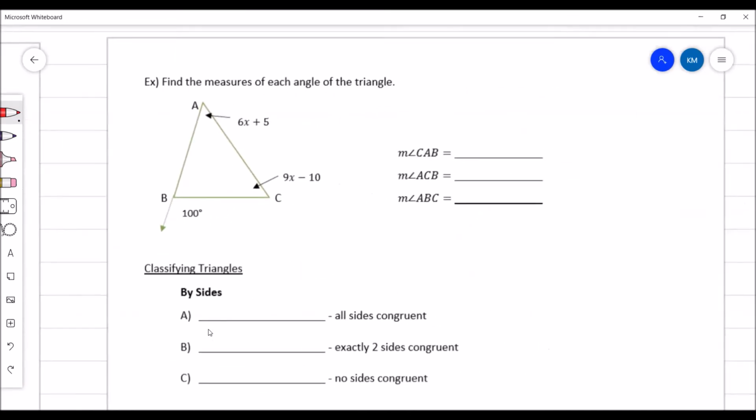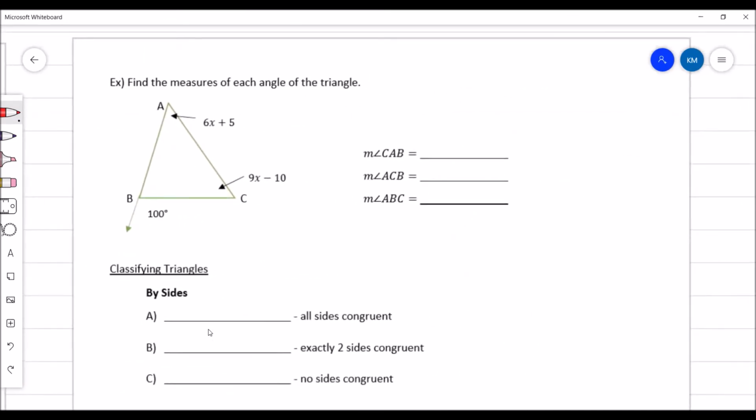All right. So here it says find the measures of each angle of the triangle. And what they've given us is that this angle is 100 and that these two angles are 6x plus 5 and 9x minus 10 respectively. So they gave us these angles as CAB, ACB, ABC. We should be able to identify those pretty well because we know how to name angles.